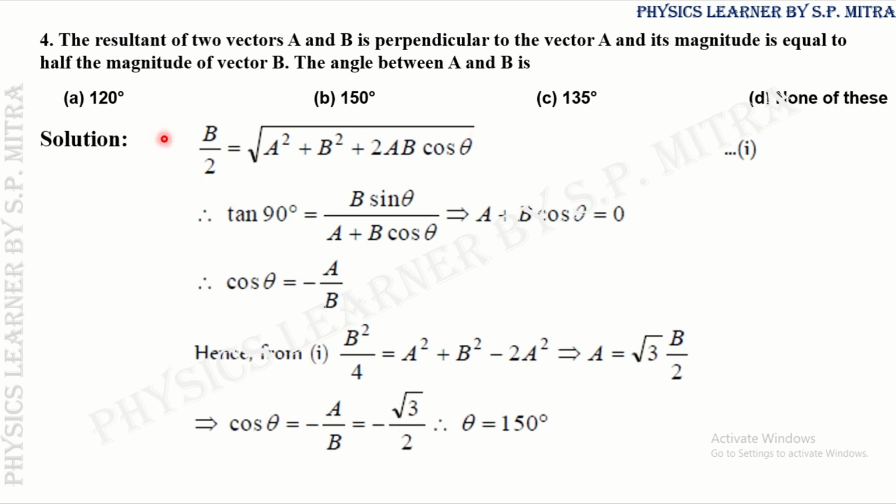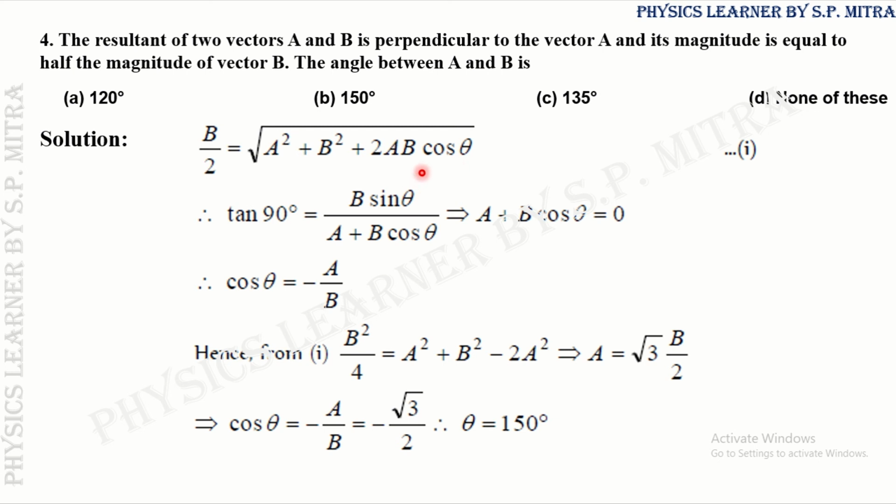In the problem, it is given that the resultant of the vectors A and B is equal to half of the magnitude of the vector B. Therefore, we can write that R is equal to B by 2, and it is equal to under root A square plus B square plus 2AB cos theta, where theta is the angle between A and B. This is simply by applying the parallelogram law of vector addition.